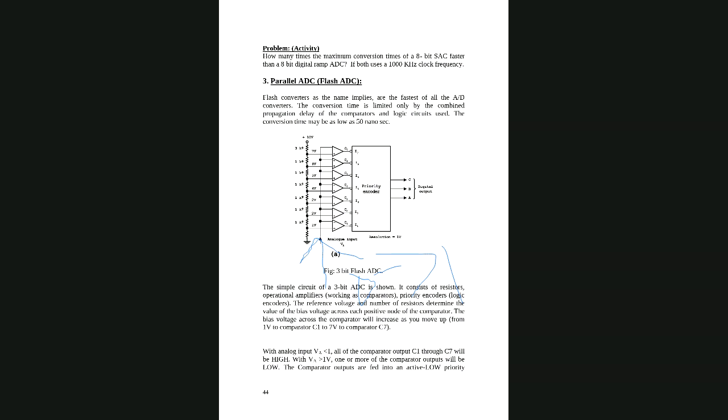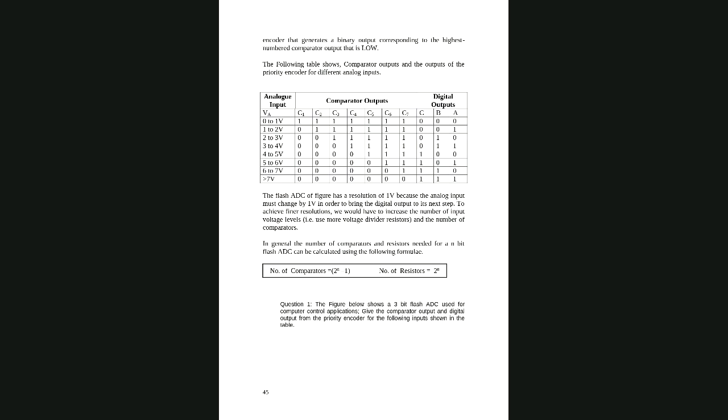What will happen now? Here it is 1 volt, right? Here it is 2, 3, 4, all of them. All the positive terminals are more than the negative terminal, right? Clear, everyone? So therefore, all the comparator outputs will be 1. Is it okay? Everybody understand? Do you understand the comparator output, guys, for this example, if the input is 0 to 1?